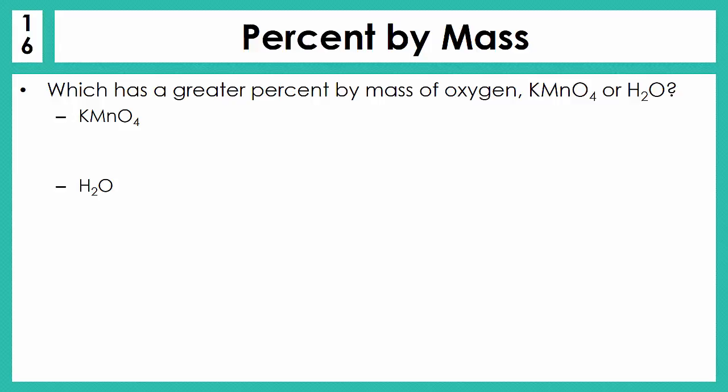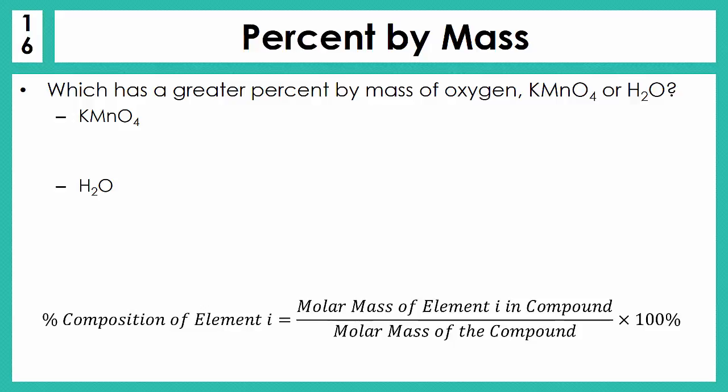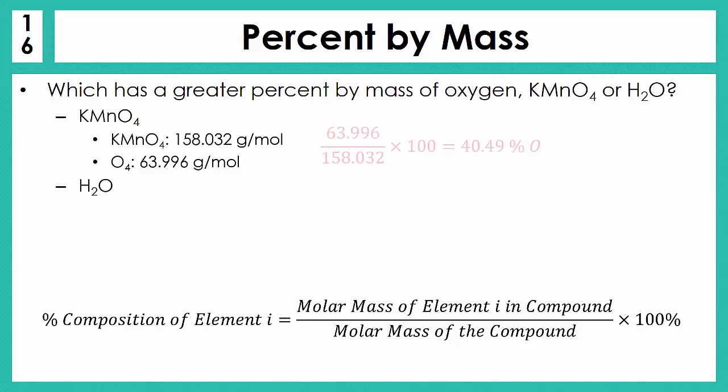Which has a greater percent by mass of oxygen, potassium permanganate or water? So to find the percent composition of an element, you need to take the molar mass of that element and divide it by the molar mass of the compound, and that will be multiplied by 100% to give us percent. So KMnO4 has a molar mass of 158 grams per mole, and for oxygen, I take the molar mass of oxygen times 4, and I get 63.996 grams per mole. So this will give me a percentage of 40.49% oxygen.